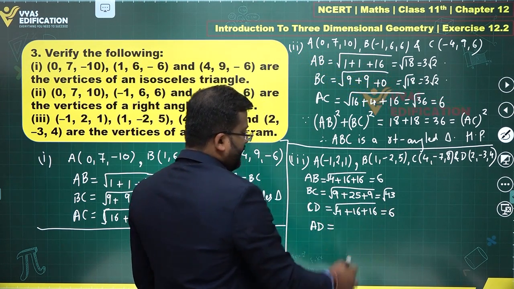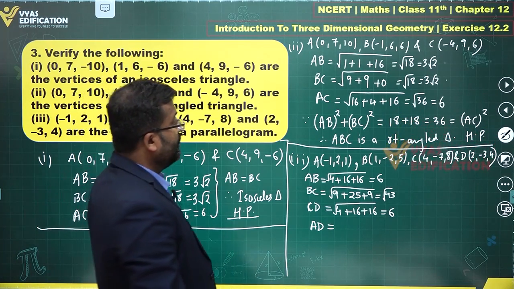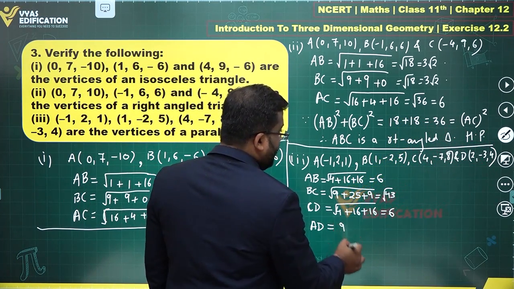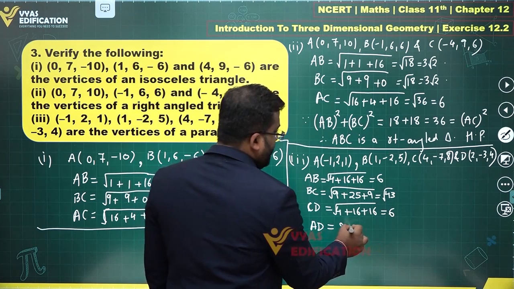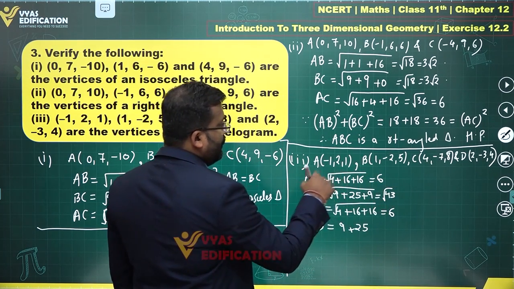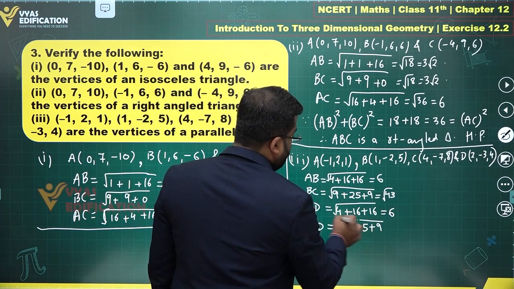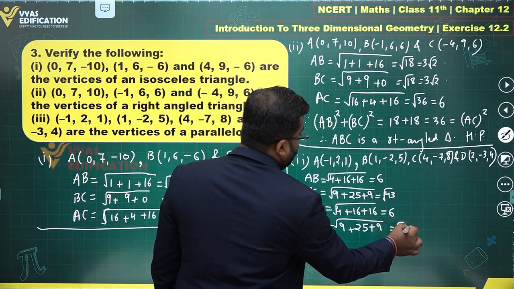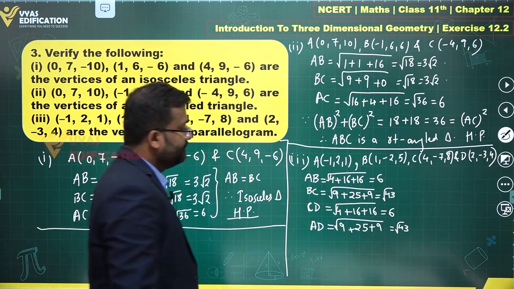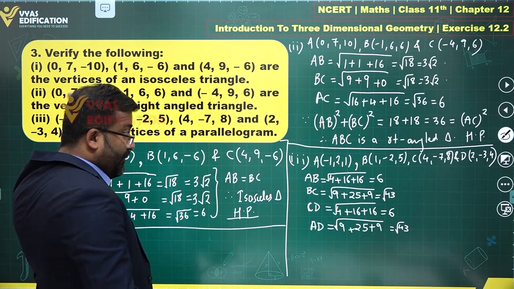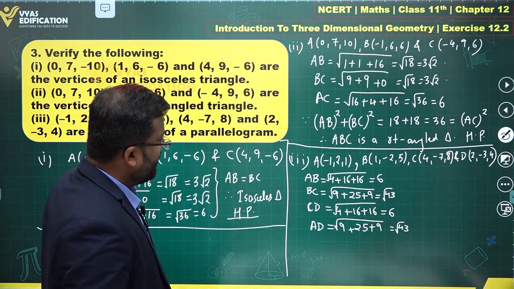AD or DA, whatever you want to call it, will be equal to what? 2 minus 1 squared is 9, 5 squared is 25, and 4 minus 1 squared is 3 squared, which is 9. What is that? Under root of 43. This is what you have, right? 9 plus 25 plus 9, this is under root of 43. Is that okay? Yes, that looks pretty much okay.